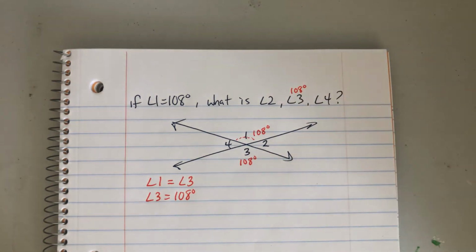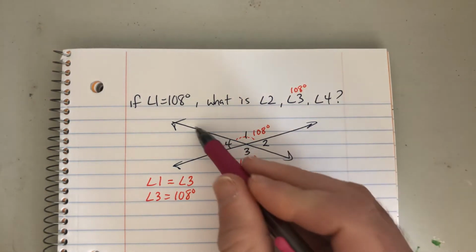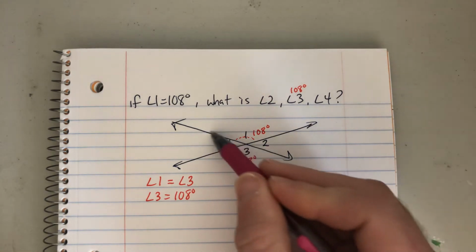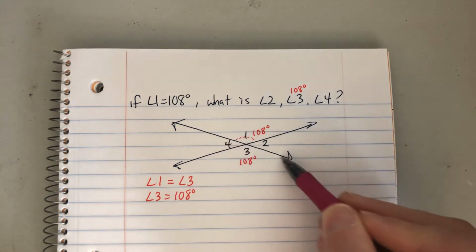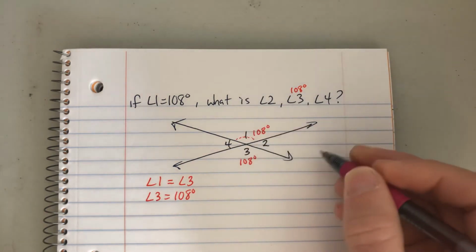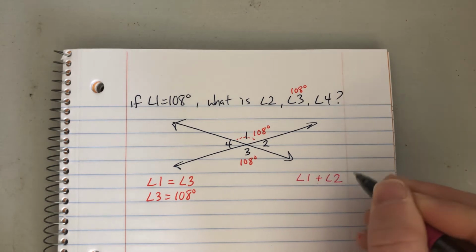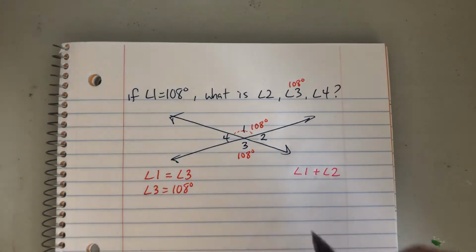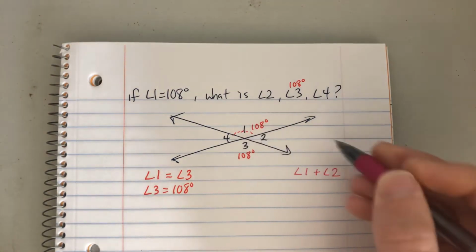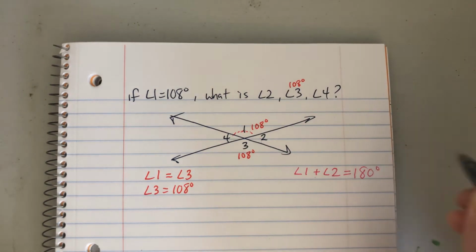Okay? Now, we haven't talked about this at all. How can we figure out what angle 2 is? Well, what we need to do is look at this straight line created here. This straight line is 180 degrees. It's a straight angle. And this straight line is made up of angle 1 and angle 2 together. Angle 1 and angle 2 together create that straight line, which equals 180 degrees.